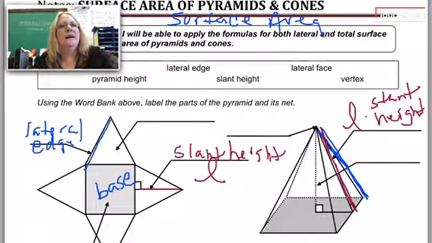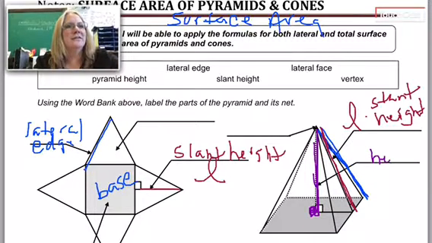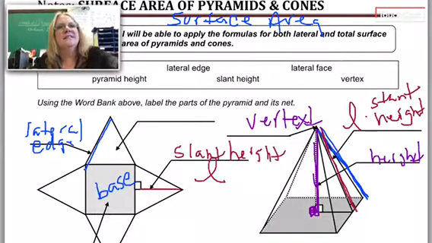And then we have the pyramid height itself. So the height of the pyramid is right here. It goes from the top right to the middle of the base here. And that is the actual height of the pyramid. And this is our vertex. And what's left is a lateral face.